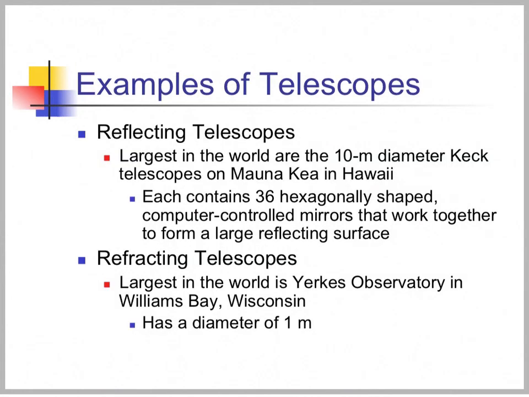The largest reflecting telescope in the world is the 10-meter diameter Keck telescopes on Mauna Kea in Hawaii. And it actually has 36 hexagonally shaped computer-controlled mirrors that work together to form a large reflecting surface. The largest refracting telescope is Yerkes Observatory in Williams Bay, Wisconsin, and has a lens in the front that has a diameter of 1 meter.